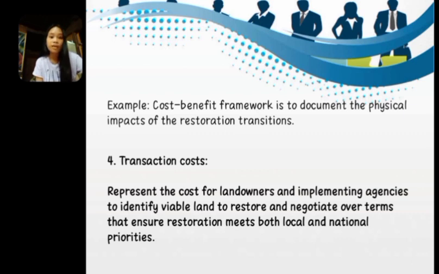These represent the cost for landowners and implementing agencies to identify viable land to restore and negotiate over terms that ensure restoration meets both local and national priorities. The transaction costs are important because they affect how much net return a company accrues.